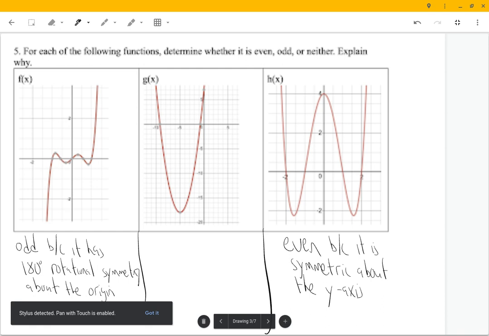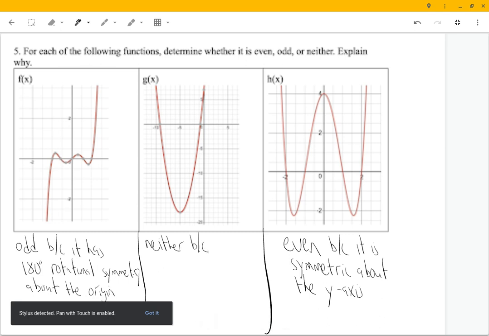g is clearly going to look different if I flip it upside down. So it doesn't have the rotational symmetry. It's definitely not symmetric about the y-axis. So g is going to be an example that is neither even nor odd.